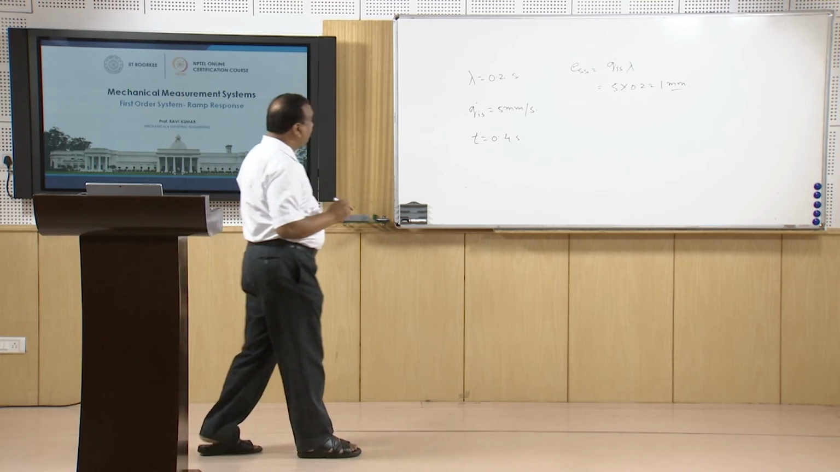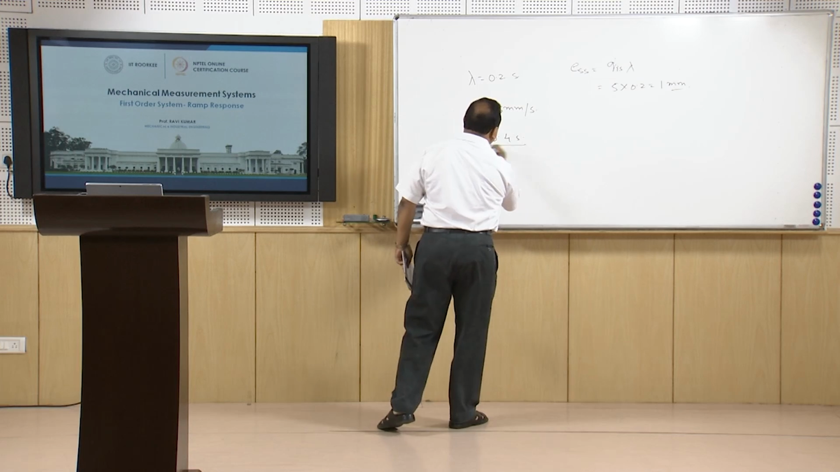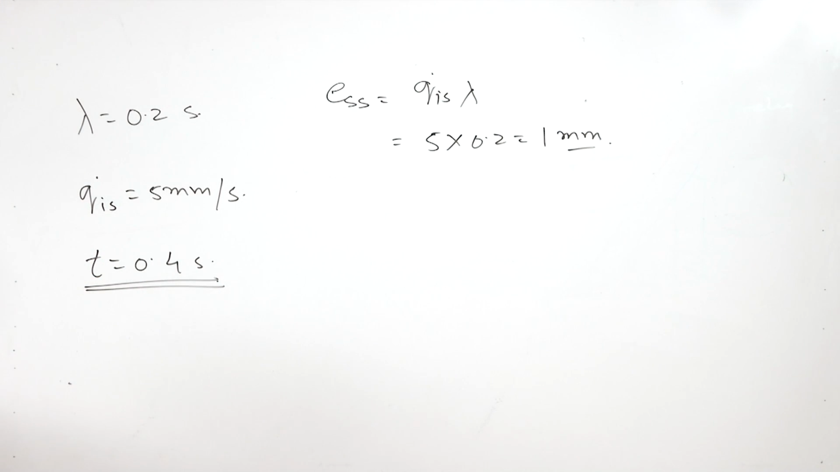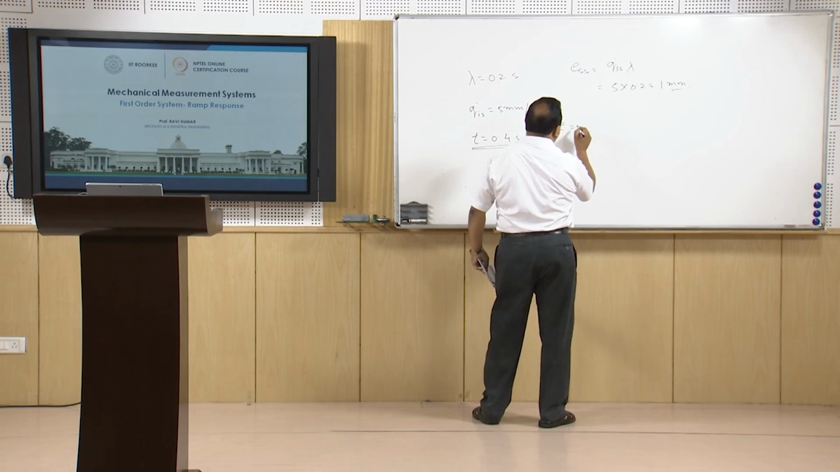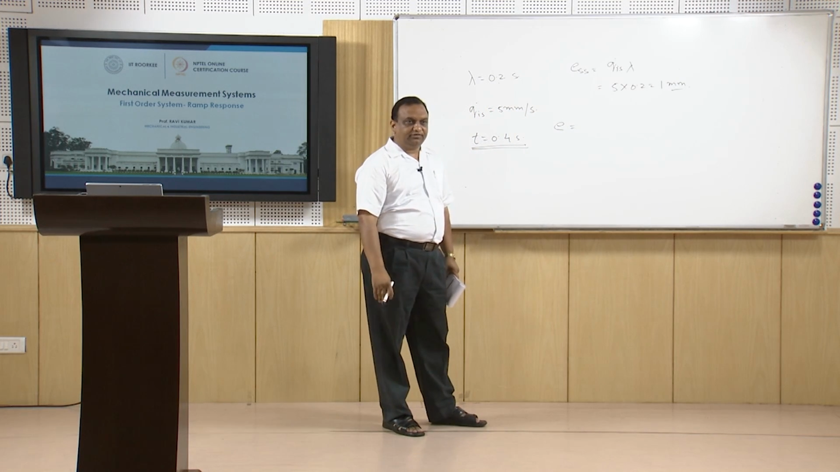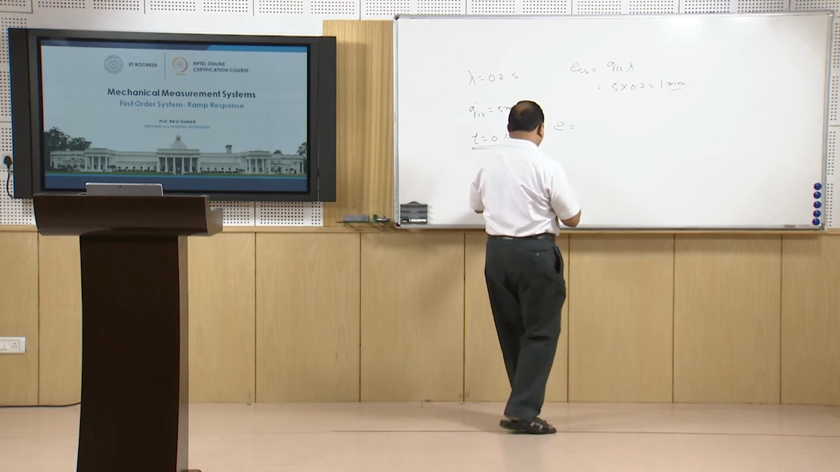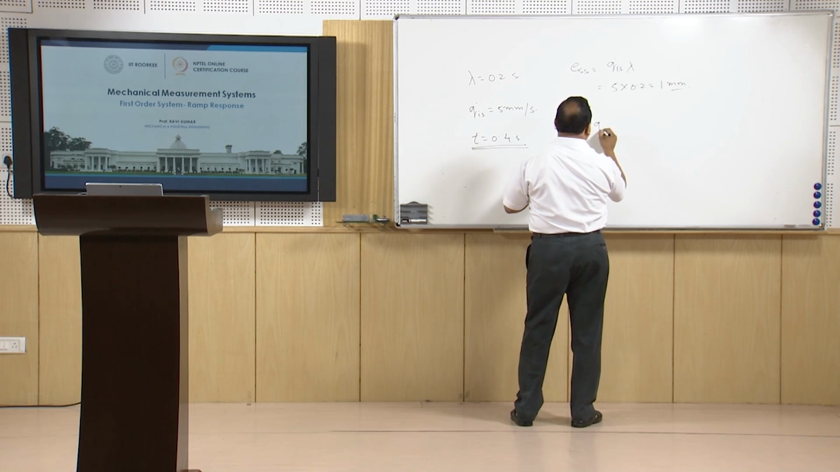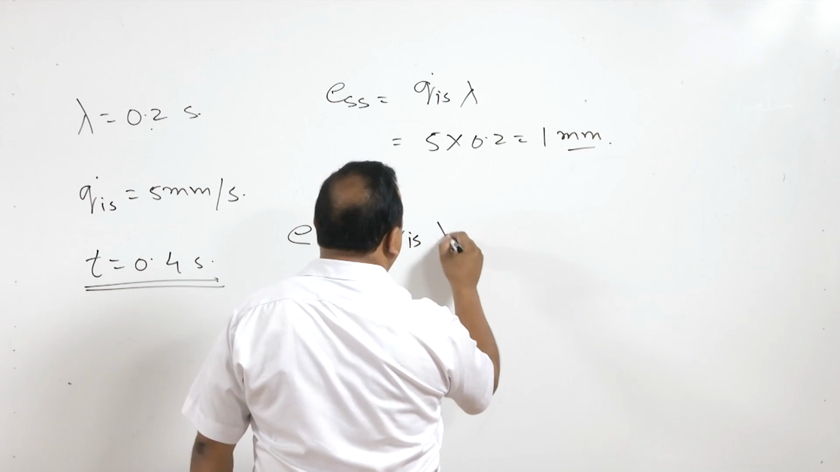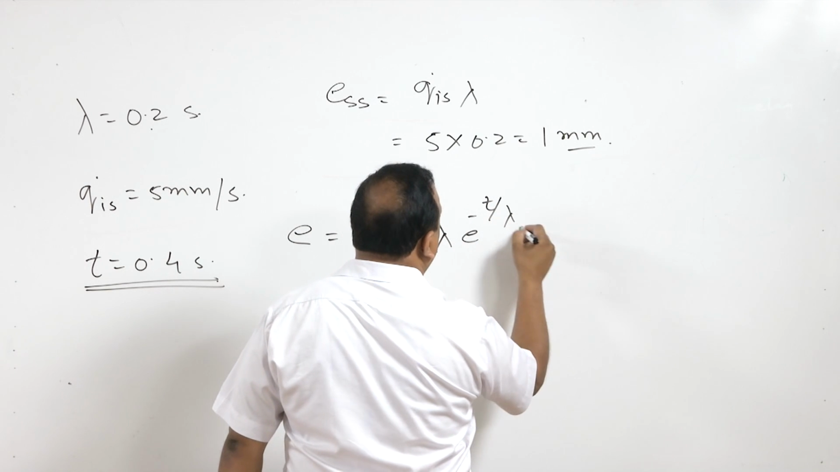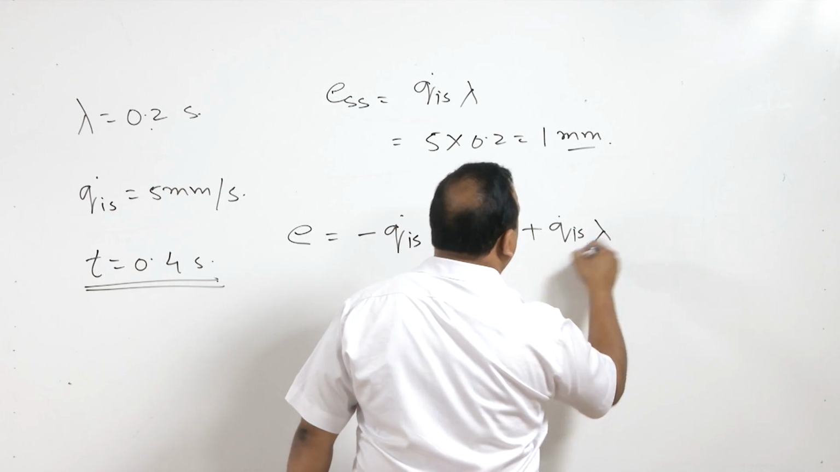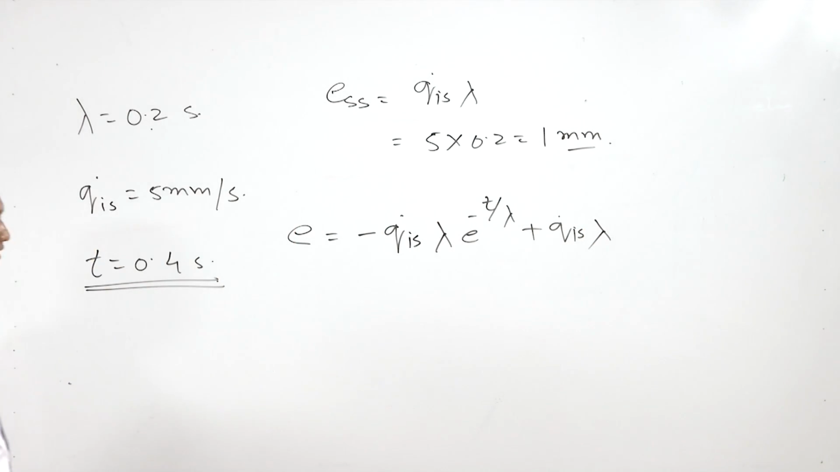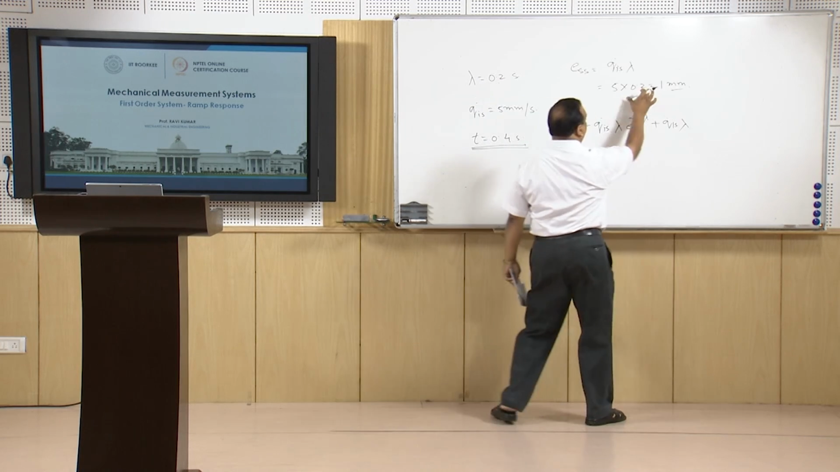Now error at t equal to 0.4 seconds. And if you look at the time constant, it is 0.2. So the total error is transient error plus steady state error, and we can always write minus QIS lambda e raised to power minus t by lambda plus QIS dot lambda. This is the total error. Steady state error we have already calculated, it is 1.